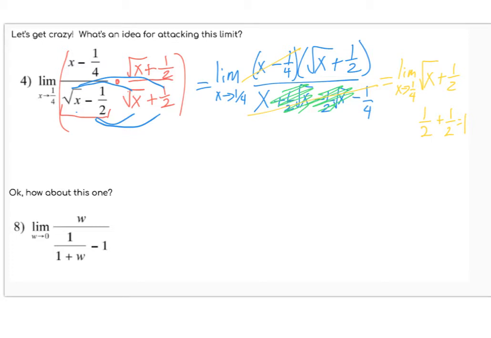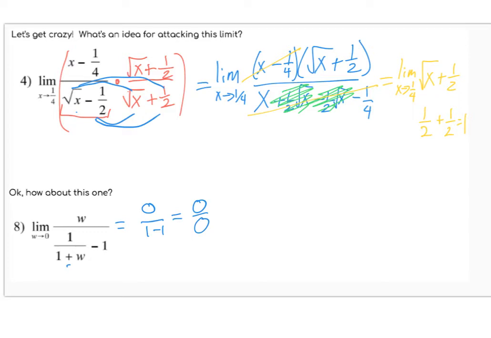Okay, moving on to the bottom problem here. Here we've got the limit as w approaches 0 of w over 1 over 1 plus w minus 1. Woof! That's a mouthful and a half. Just again, to confirm for ourselves, since we're talking about things that end up with an indeterminate form, we want to make sure this one does too. 1 plus 0, I can't talk today, 1 plus 0 is definitely 1. 1 divided by 1 gives me 1, minus 1 is going to be 0 over 0. This is, again, an indeterminate form.